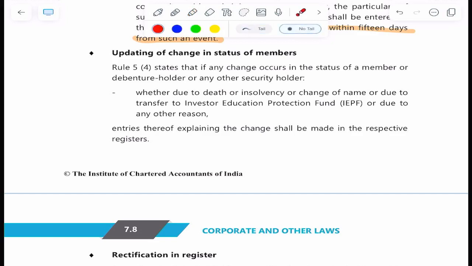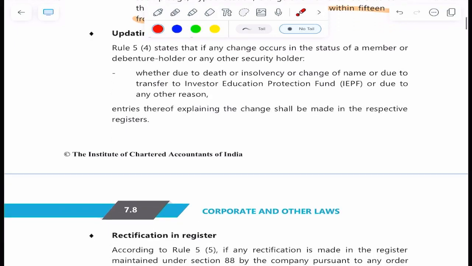Rule 5.4 states that if any change occurs in the status of a member or debenture holder or any other security holder, whether due to death or insolvency or change of name or due to transfer to an investor education protection fund or due to any other reason, entries thereof explaining the change shall be made in the respective registers.